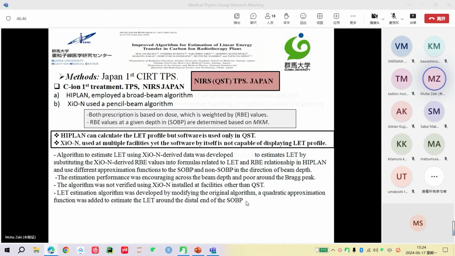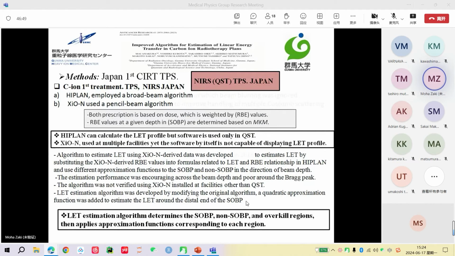So an LET estimation algorithm was developed by modifying the original algorithm used in QST. The modified algorithm used a quadratic approximation function to estimate LET on the distal end of the spread-out Bragg peak instead of the linear approximation function. The LET estimation algorithm determined the spread-out Bragg peak and non-spread-out Bragg peak over the overkill region, then applied the approximation function corresponding to each region. That's how we can obtain the LET profile.